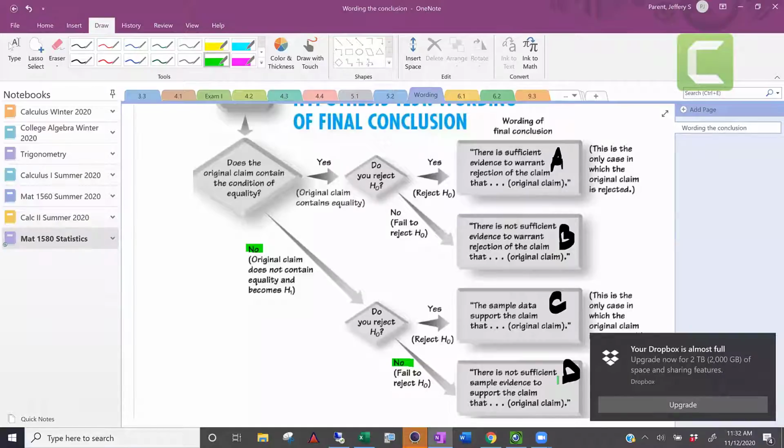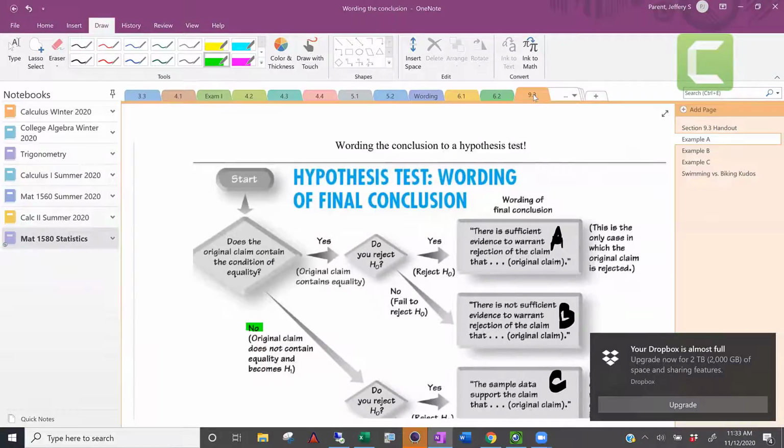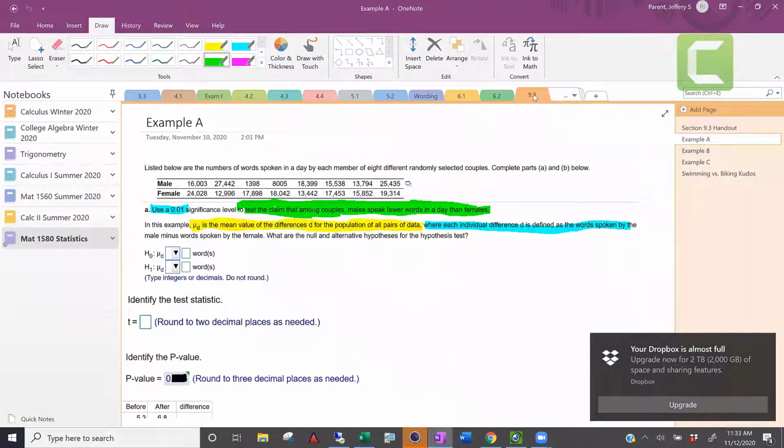Step 5, actually step 6, I should say. There is not sufficient sample evidence to support the claim that amongst couples, males speak fewer words in a day than females. If you're wondering where I got the rest of that, it's right there. It's what they're asking you to test. Test the claim that amongst couples, males speak fewer words in a day than females.